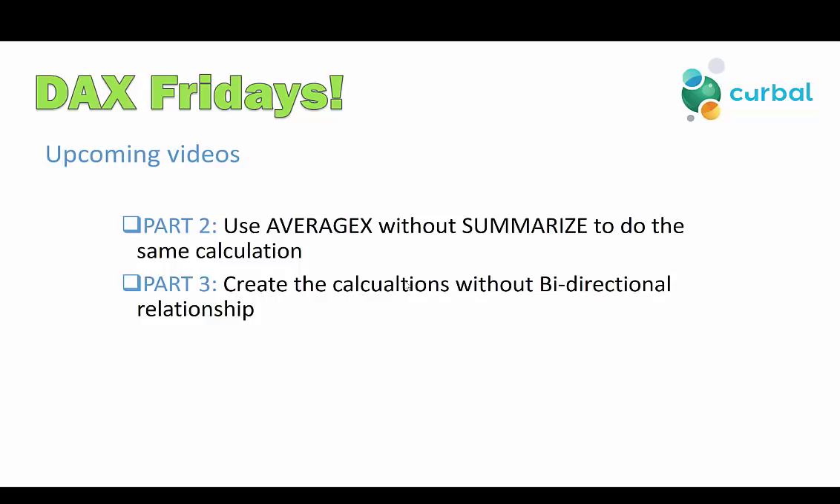By all means, give it a go to use AverageX by yourself, and then you just go back here next Friday and verify it if you want. That would be super fun. And also give it a go without bi-directional relationships and see if you get that going. You can download the example file below, so just give it a go. It's Friday. I mean, it's Sunday. What else do you have to do?